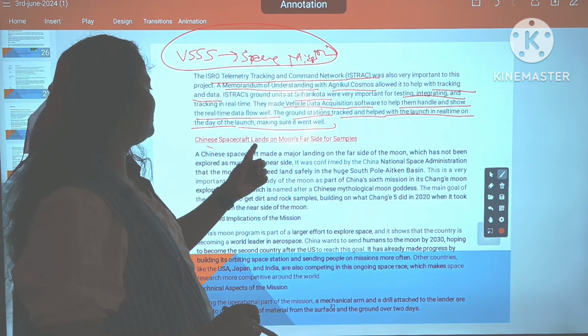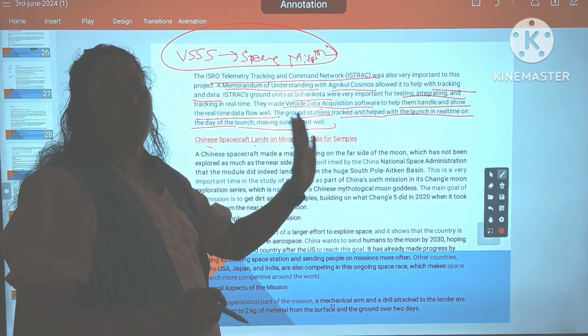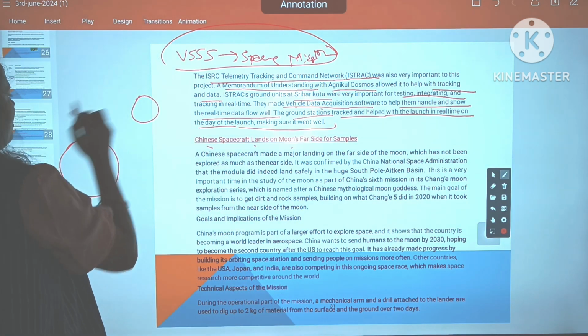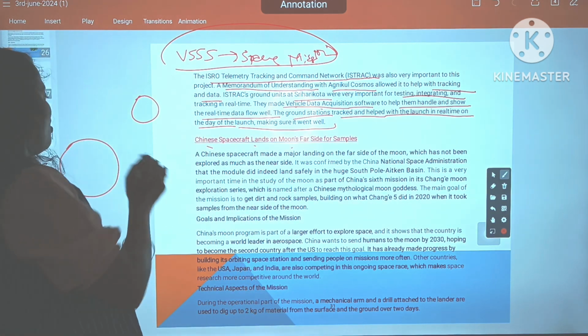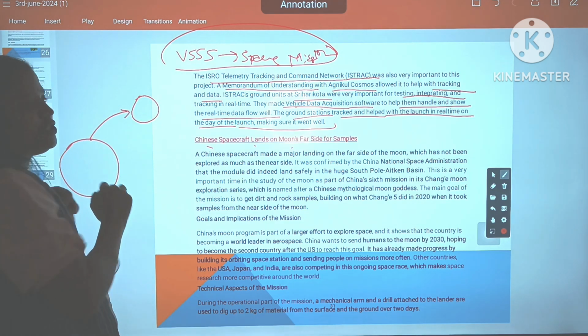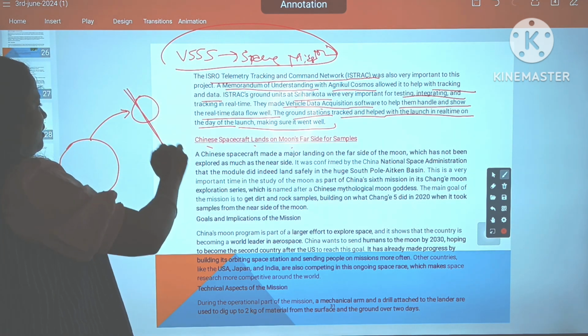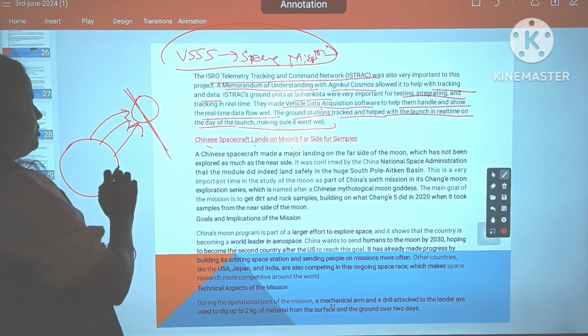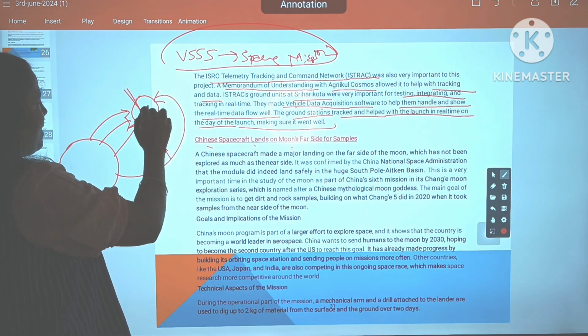Okay. Chinese spacecraft lands on moon far side for samples. So this is the Earth. We have a moon here. So we are sending all moon exploration flights. They are checking this part only till now. But China's space flight has gone to this part, the back side.